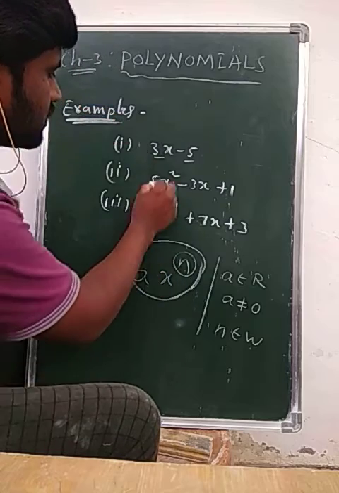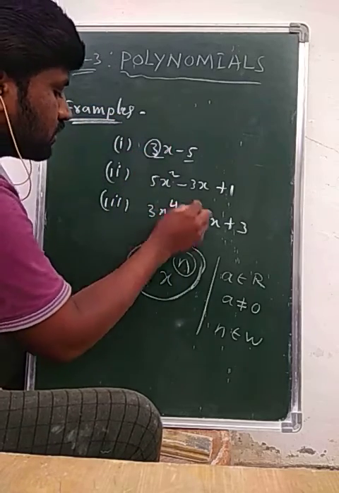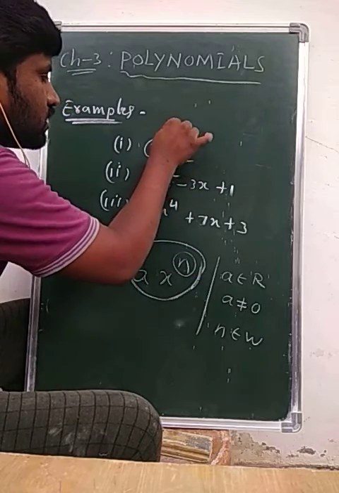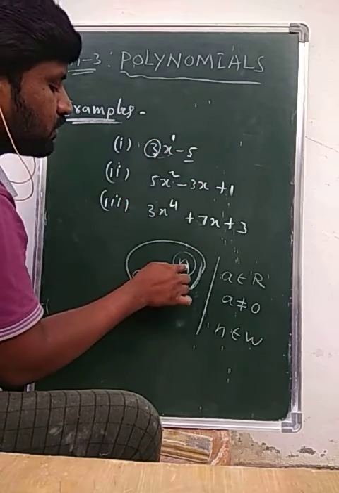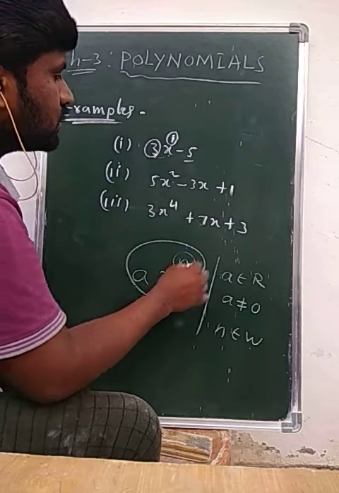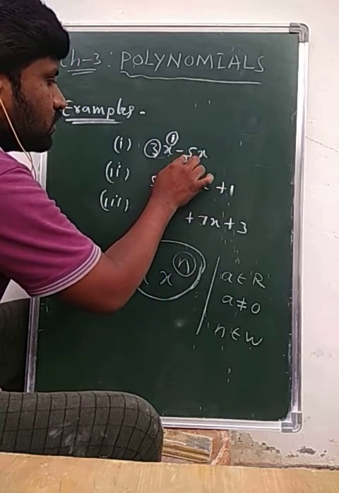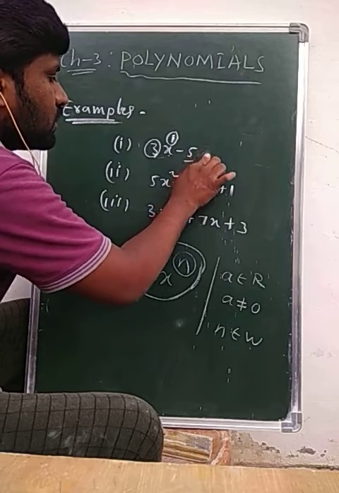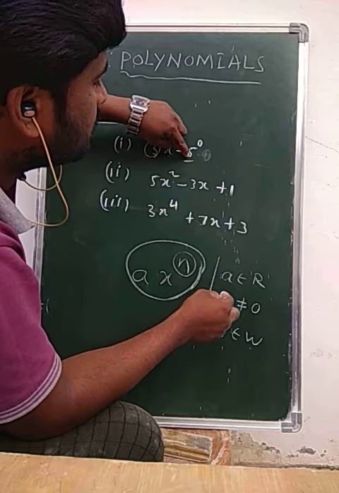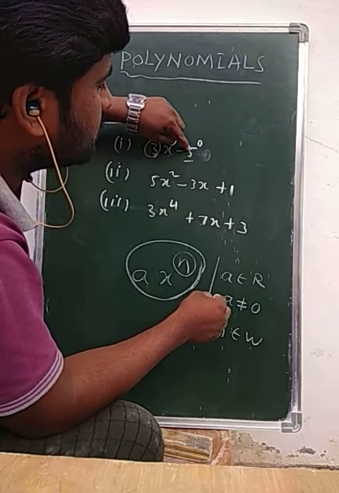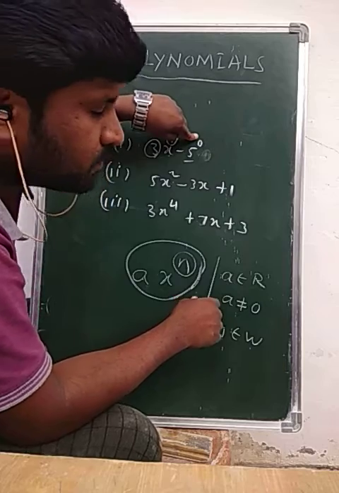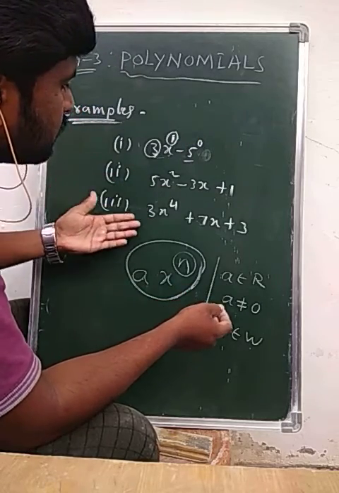Here a means 3 is a real number, x is a variable, and the power n should be here 1. That is also a whole number. So we can write it as 5x power 0. This is a constant term. A single 5 is a constant term. Its degree is 0. So we can write these are the polynomials.